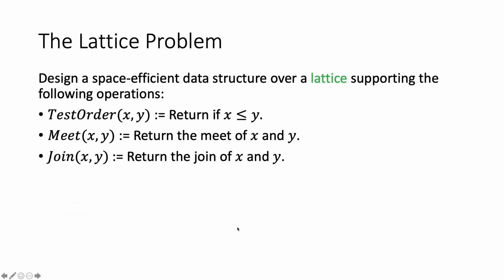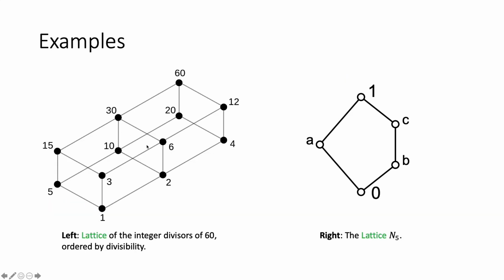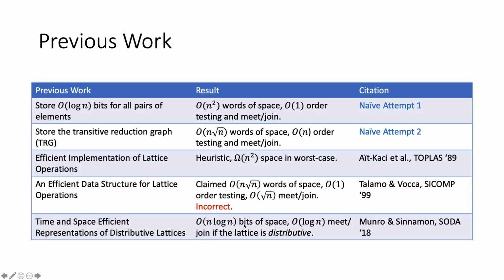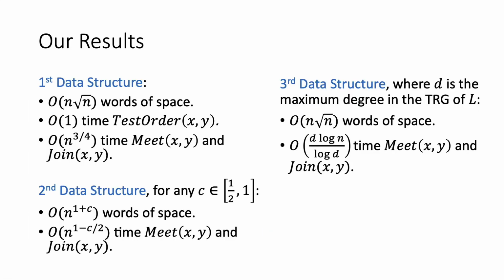Just real quick, distributive lattices. This lattice here on the left looks very nice, and is in fact a distributive lattice. Some of the uglier looking examples, like this one, are not distributive. So distributive lattices have a lot more structure. Okay, so what are our results?